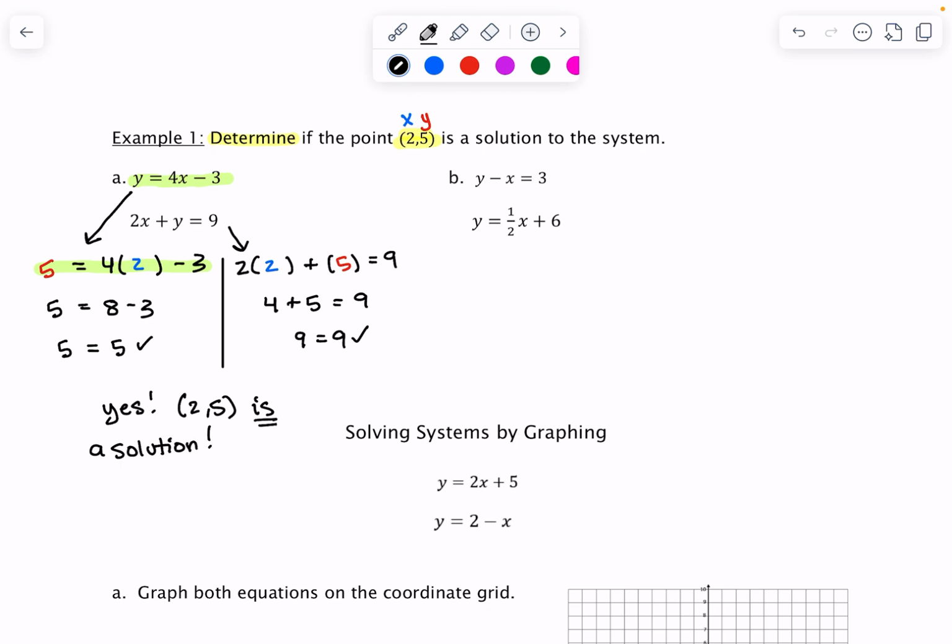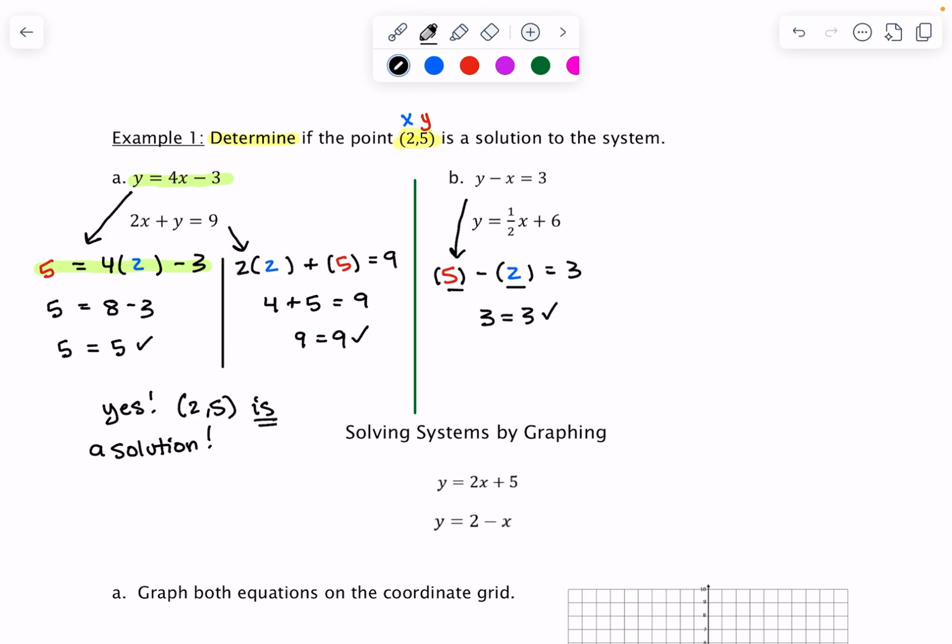Now what happens if it's not a solution? Let's do this other problem over here. So let's see if it's not a solution. I'm going to pull out this first equation here. But instead of y minus x equals 3, I'm going to put parentheses for y and x. And I'm going to plug 5 in for y, 2 in for x, and I'm going to simplify. I can drop the parentheses and just do 5 minus 2. That gives me 3. Is 3 equal to 3?